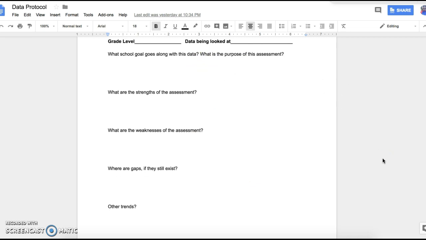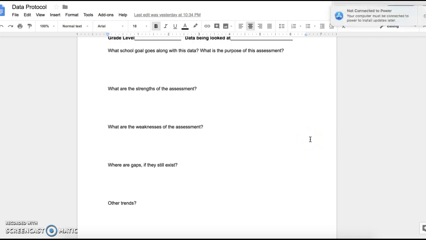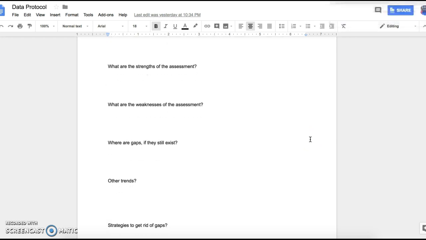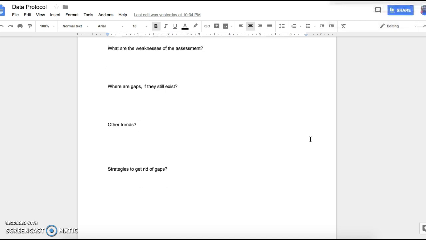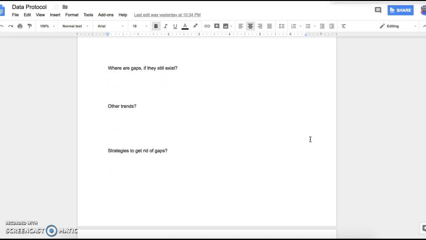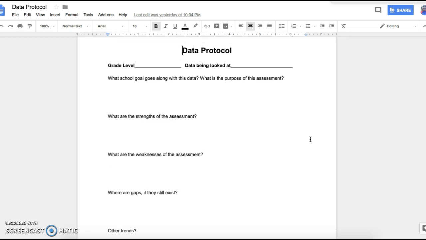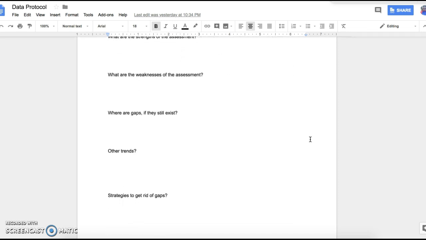The first one, what school goals go along with this data? What is the purpose of collecting this data and doing these assessments? Then what strengths do we see in the assessment? What weaknesses are in the assessment? And then the gaps, if they still exist. We can look at other trends that we see, along with writing down the strategies to get rid of gaps. So the data team would fill out this worksheet, come together, maybe come up with more strategies, and then fill in the rest of the staff at a professional development time.